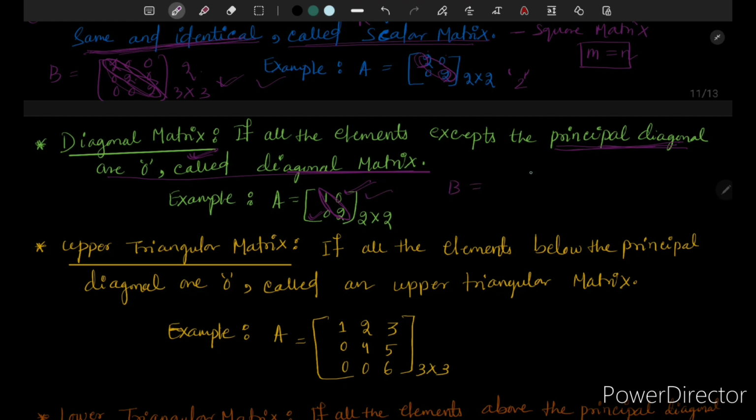If we take a 3 by 3 matrix, that means 1 0 0, 0 2 0, 0 0 3. So this is a 3 by 3 matrix, and here you can see that these are the diagonal elements 1, 2, 3, and the off diagonal elements are 0. So this is called a diagonal matrix. And the diagonal matrix is also a square matrix.